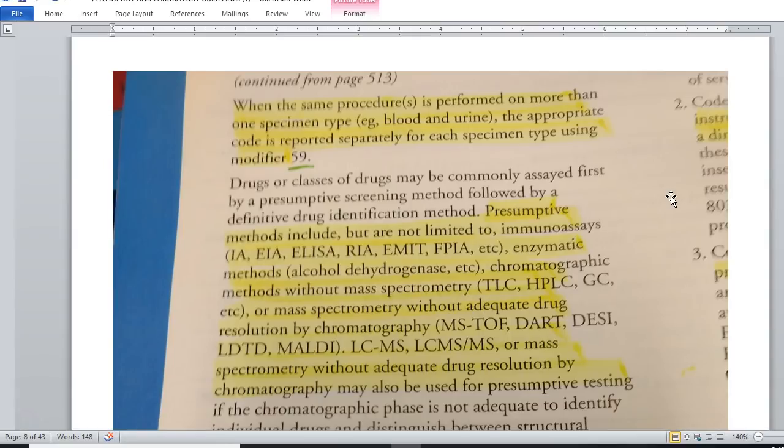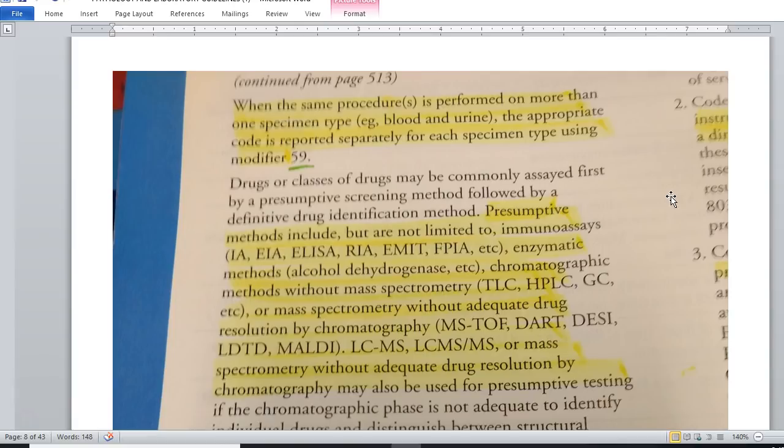Okay, and it goes, when the same procedure is performed on more than one specimen, like blood and urine, and the appropriate code is reported separately for each specimen type, use modifier 59. So again, we could be getting blood and urine, we could be getting mucous membranes and hair, we could be getting any combination of different types of body fluids. So if we're going to run the test more than once and on more than one type of specimen, we're going to use modifier 59.